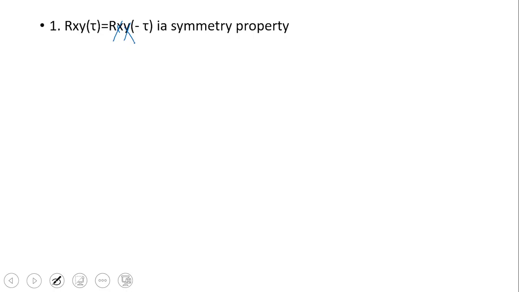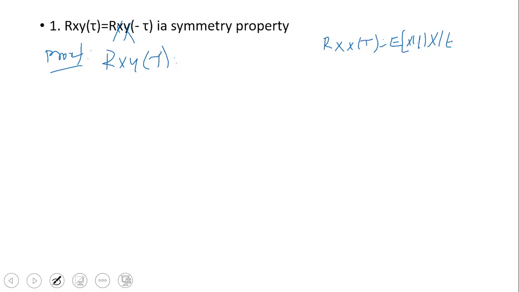Now, let's go for the proof of this one. How will you write rxy of tau? Previously, if you remember, we wrote rxx of tau is the expected value of x of t, x of t plus tau. We wrote this as the formula. Now we are having rxy of tau, so we need to write the expected value of x of t, and now I am having y instead of x, so y of t plus tau. That is the formula for the cross correlation between the x and y random processes, E of x of t, y of t plus tau.